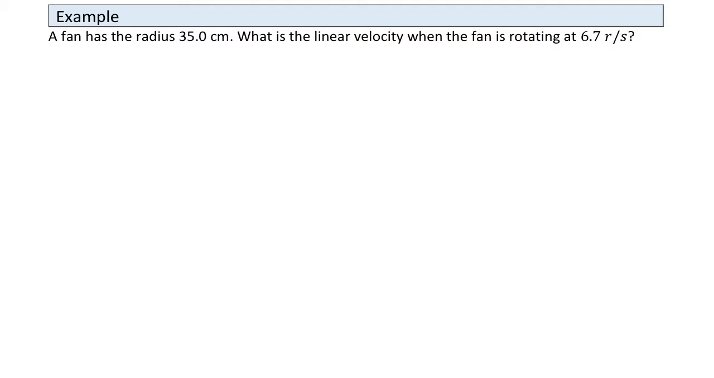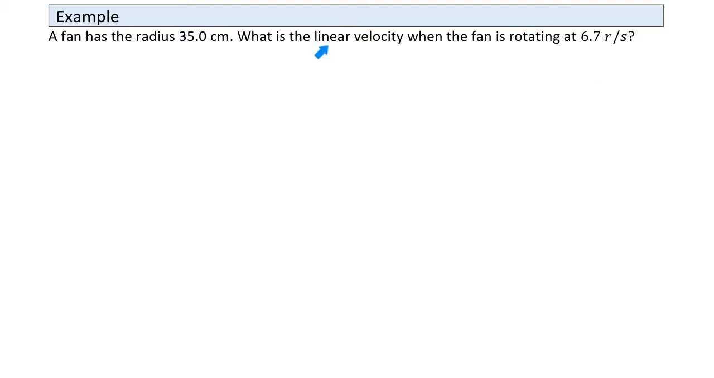In the next example, a fan has the radius of 35 centimeters. What is the linear velocity when the fan is rotating at 6.7 revolutions per second? In this problem, r represents revolutions. So again, this r does not represent radians. Instead, it represents revolutions. If we would use radians, then we would write the complete word radians, or we would just write r, a, d. But just r alone means revolutions.